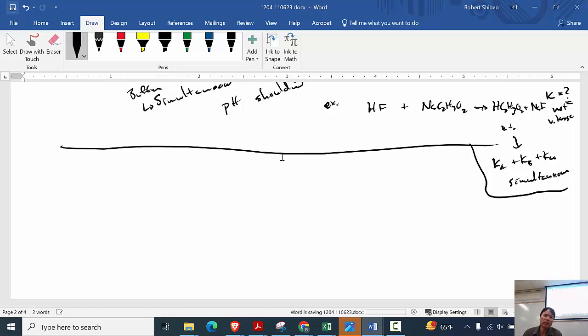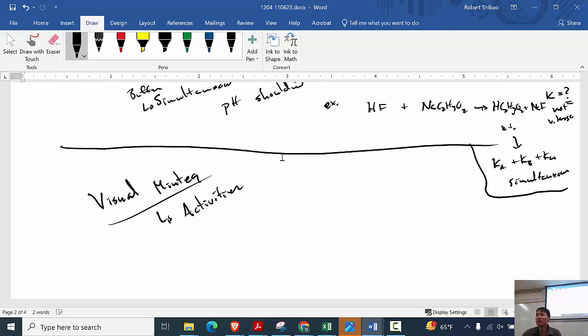And therefore, people have developed programs like Visual Minteq. Visual Minteq incorporates activities. You know, we were talking about activities and ignoring them. Well, Visual Minteq doesn't ignore activities. It incorporates activities, and it solves everything simultaneous. Everything should be solved simultaneous. We just do stepwise to make the math easier, so we don't have to deal with the simultaneous headache.